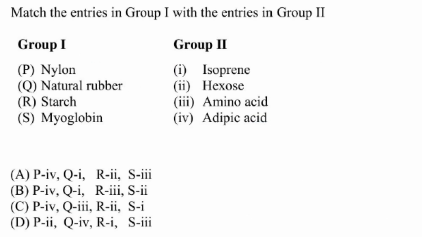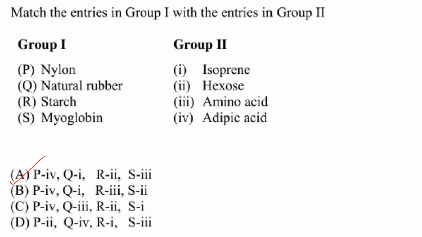Then next one. Match the entries in group 1 with the entries in group 2. Nylon. Nylon is adipic acid, P4. Natural rubber is isoprene, Q1. Then starch is a hexose, R2. And myoglobin is an amino acid, S3. So answer here is P4, Q1, R2, S3.